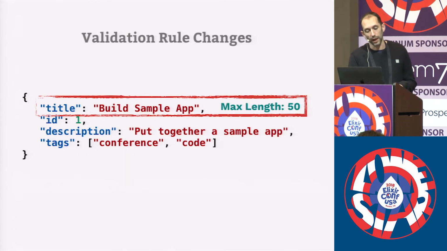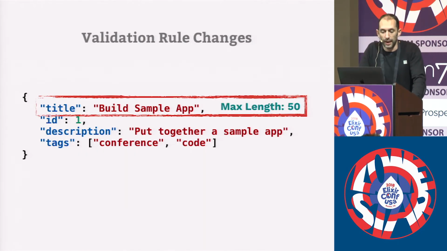Okay, one last one. Let's say we have a validation change. We have our title, and we have a max length of 50 on that title. And we want to change that from 50 to 30. This one isn't so easy to deal with because it's not about the request or the response this time. It's some internal business logic to our application. So how do we deal with this?